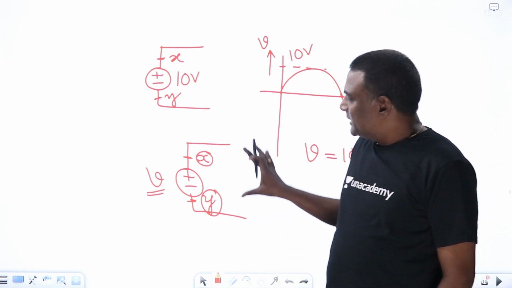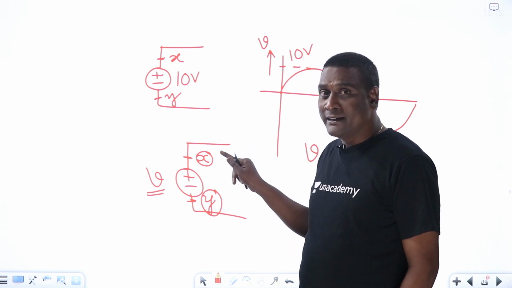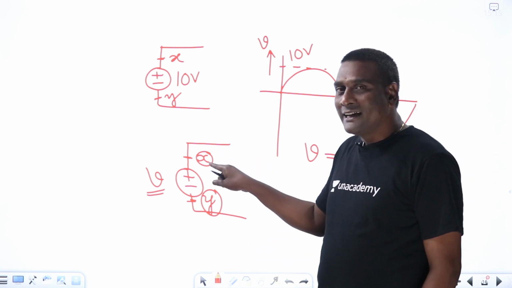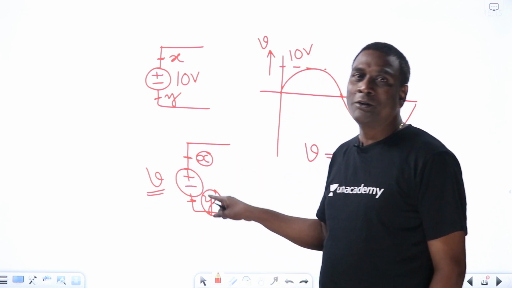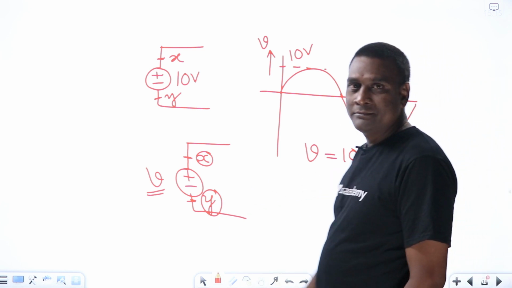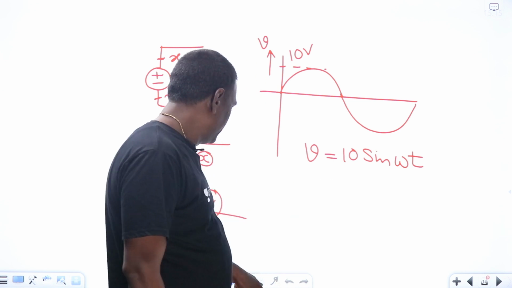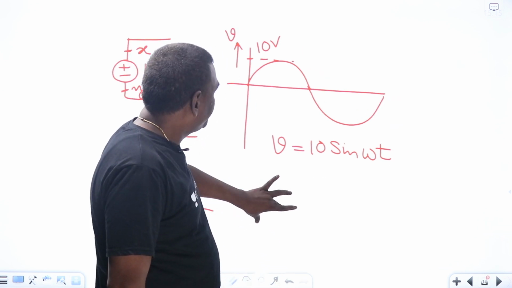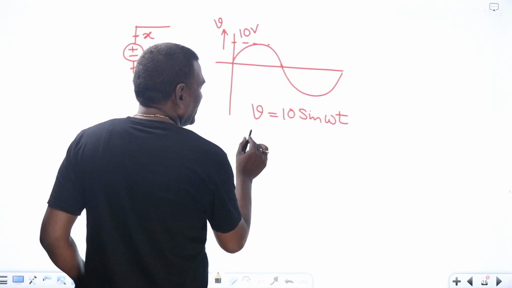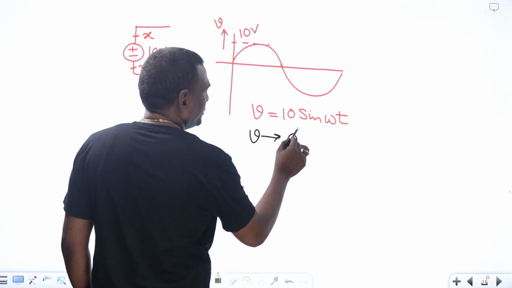Now in mentioning this, am I saying X is at higher potential with respect to Y? No. I am saying X is at higher potential of V with respect to Y, and that V value is 10 sin omega t. Problem resolved. Because see here, this particular V value may be at omega t equal to 0 degrees.